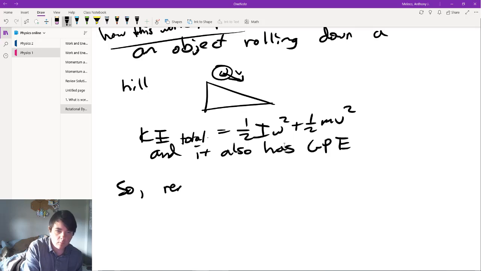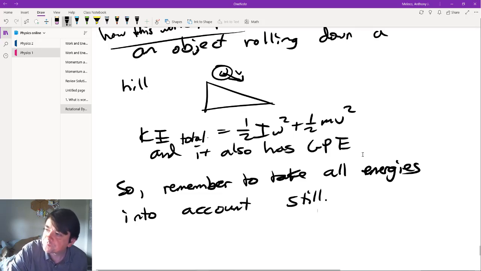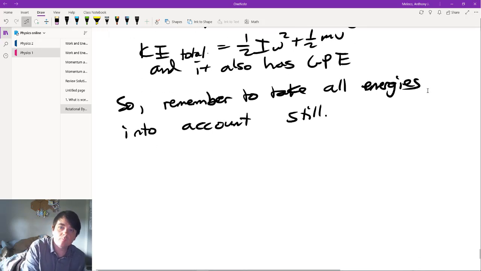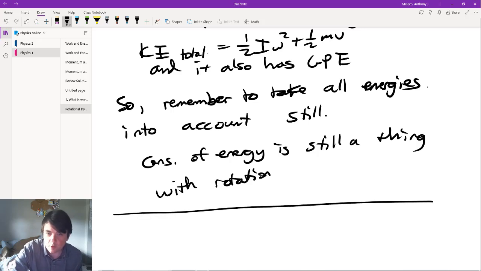You have to take account of all the energies at once. So remember to take all energies into account. Okay. Conservation of energy is still a thing with rotation as well. Okay. You can still conserve energy with it. Keep that in mind.